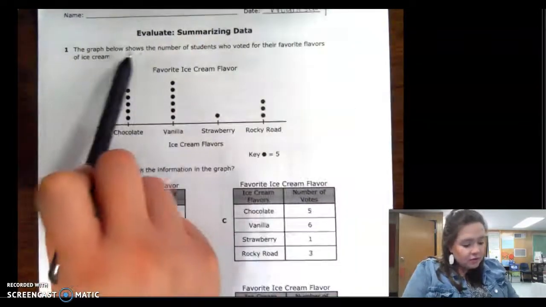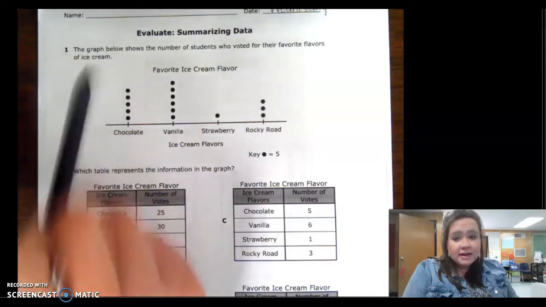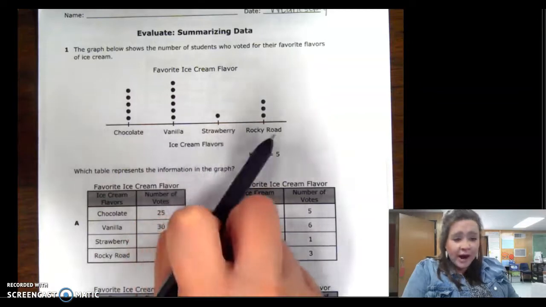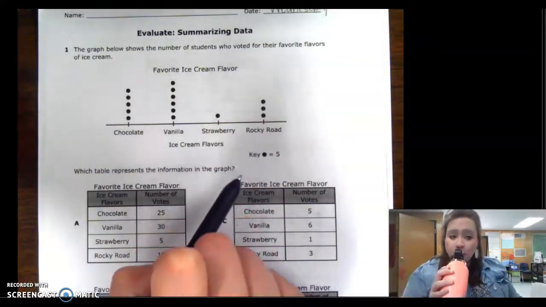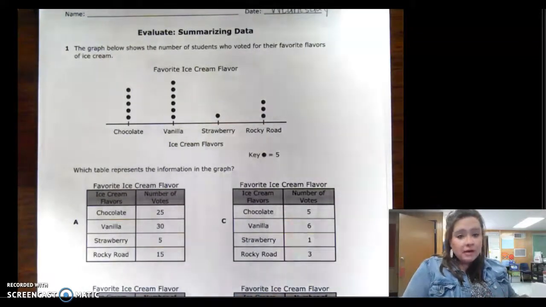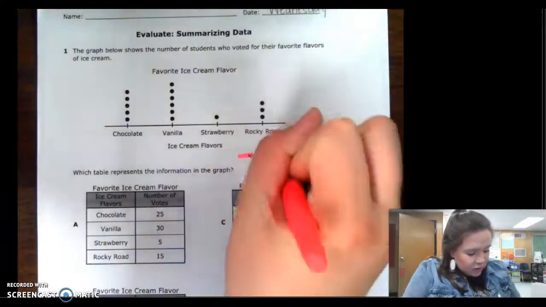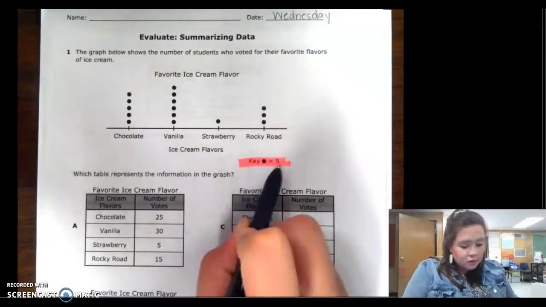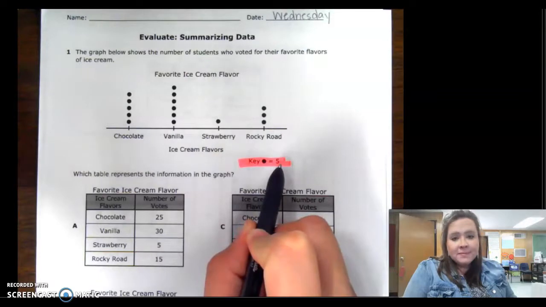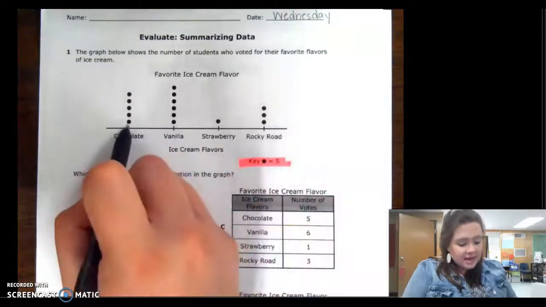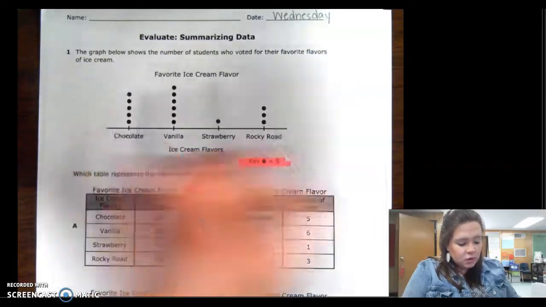So the graph below shows the number of students who voted for their favorite flavors of ice cream. The flavors of ice cream we have are chocolate, vanilla, strawberry, and Rocky Road. All right? Something really important to keep in mind when we're looking at our pictographs and our dot plots is our key. Okay, so each dot represents how many votes? Each dot represents 5 votes. So chocolate does not have 1, 2, 3, 4, 5 votes. Chocolate has 5, 10, 15, 20, 25.